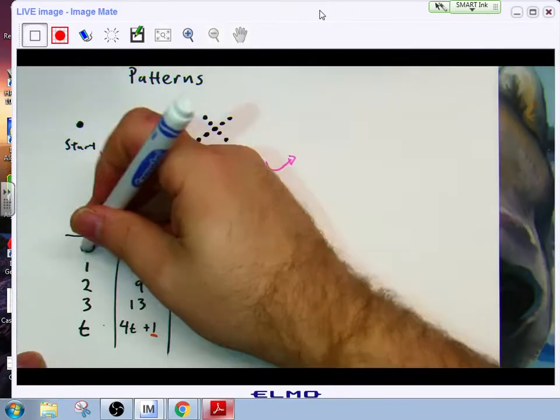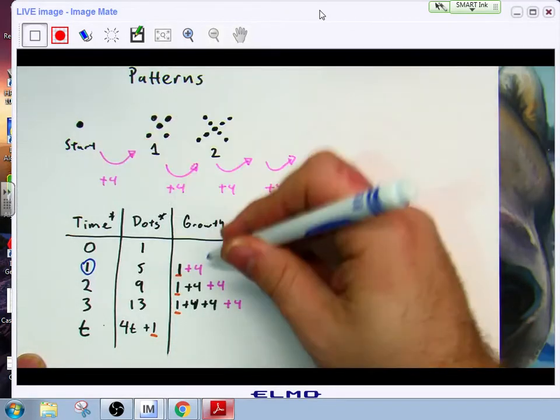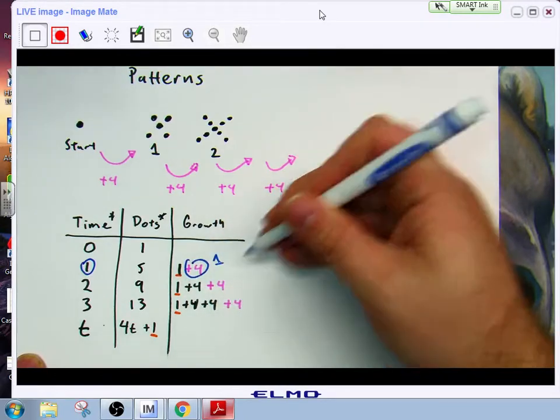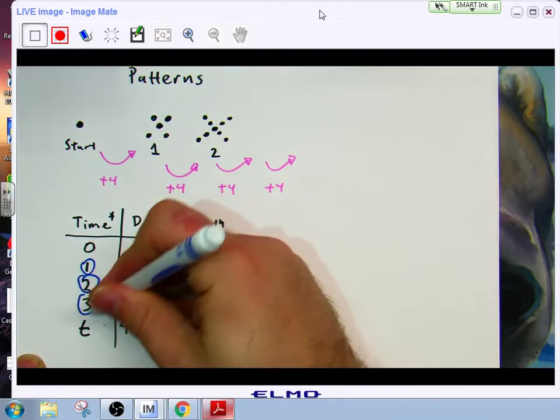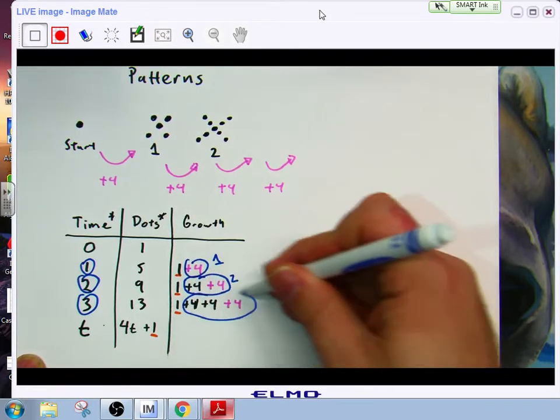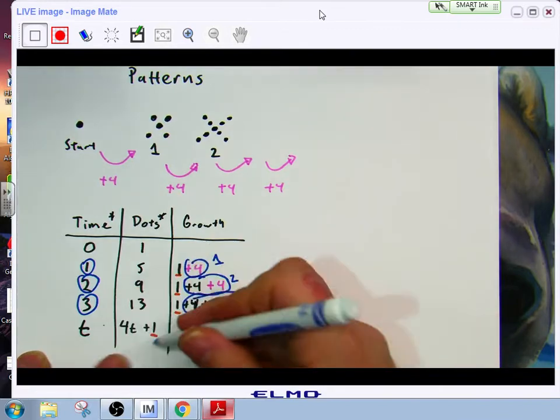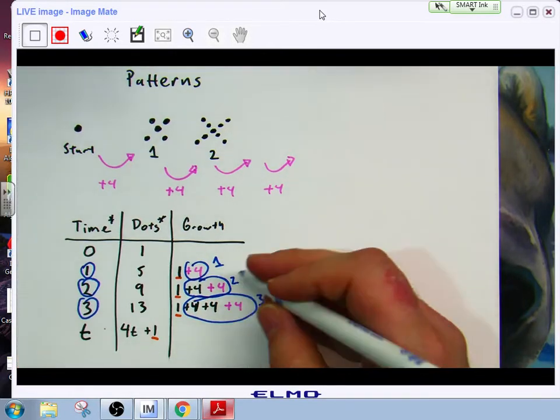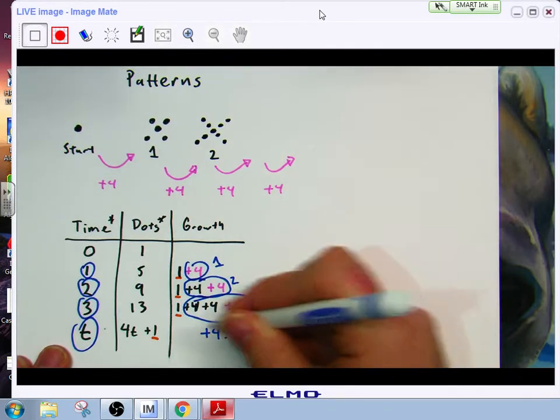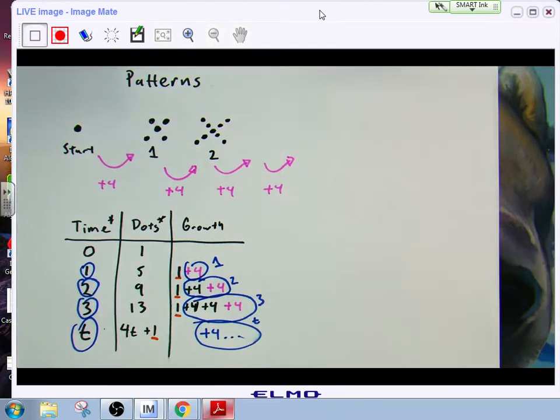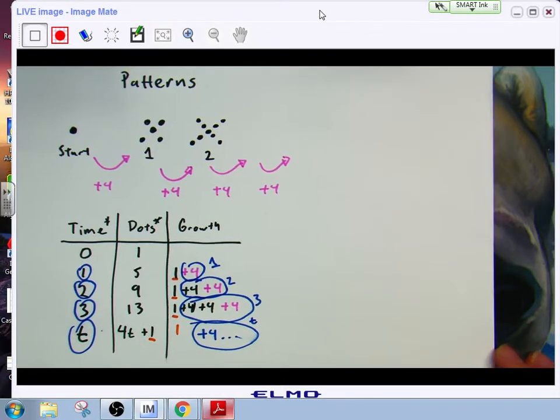But also, at time 1, we had one 4. At time 2, we had two 4s. At time 3, we had three 4s. So surely at 4t plus 1, we would have a number of plus 4s based on how many t's we had, in addition to the 1 that we add on. That is how we constructed that.